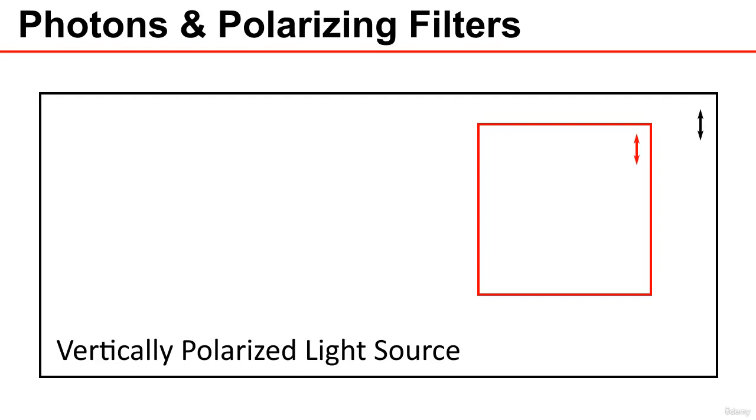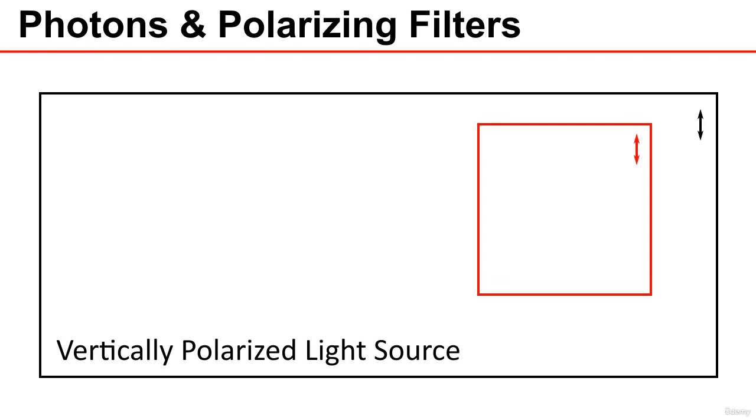Next, we place a vertically polarized filter over this light source. This inner rectangle you see here represents the vertically polarizing filter. The filter appears to be completely transparent. That is because a vertically polarizing filter allows all photons which are vertically polarized to pass through. In other words, a vertically polarizing filter is completely transparent to vertically polarized photons.